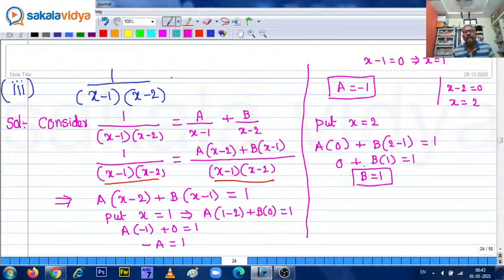As we know the a and b values, the partial fractions will be obtained. Okay, definitely Totakura Kishore, it will be kept.